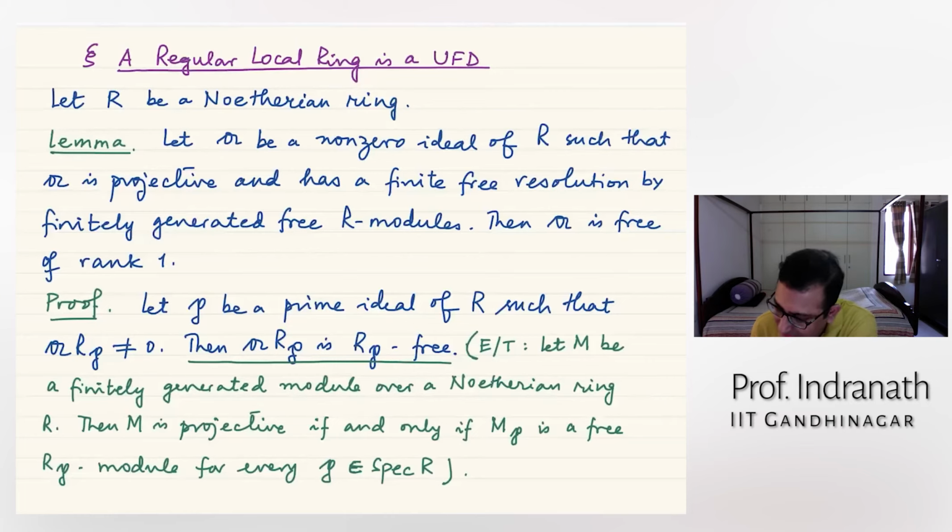So let us go through the proof quickly, and then you will see how we use this to prove this result. So if you take a prime ideal P of R such that this is non-zero, can we do that?